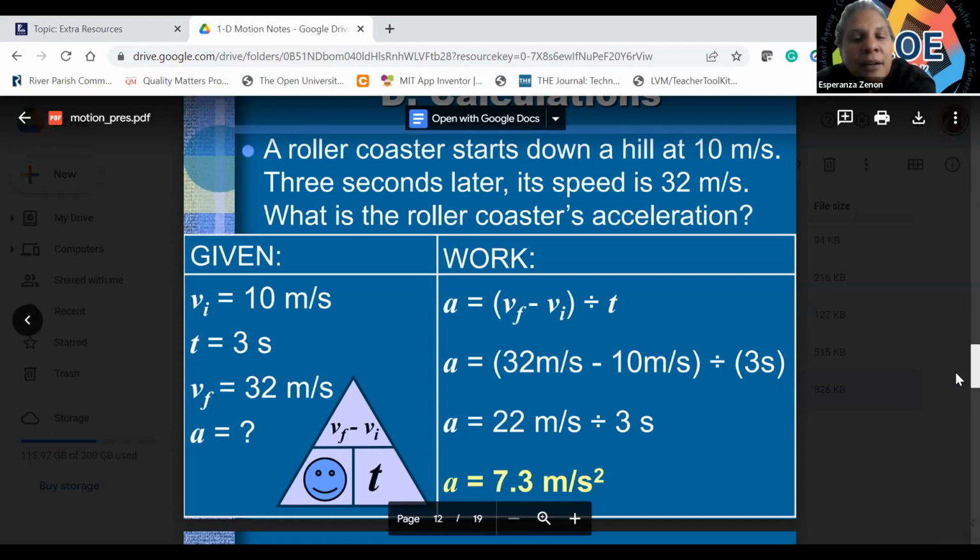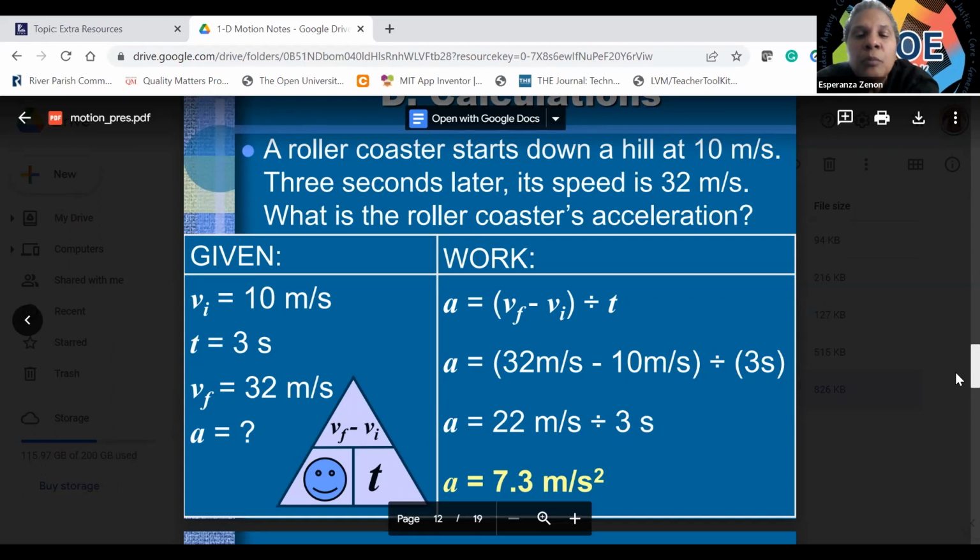So to solve for A here, cover up the A in the pyramid, tells me I've got to do VF minus VI together and then divide that by T. That's what the parentheses on VF minus VI tell you, that they're grouped together, right? Because in the order of operations, you do parentheses first. Please excuse my dear Aunt Sally, or however you want to call it, you have to use the proper order of operations. So we do 32 meters per second minus 10 meters per second first.